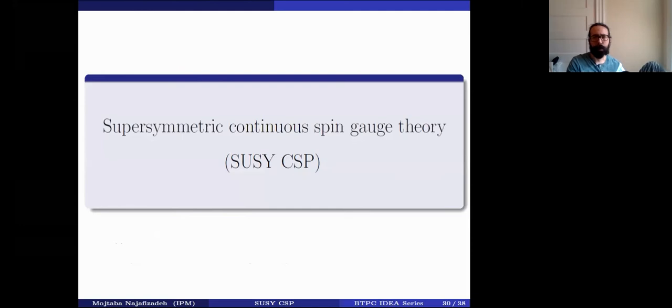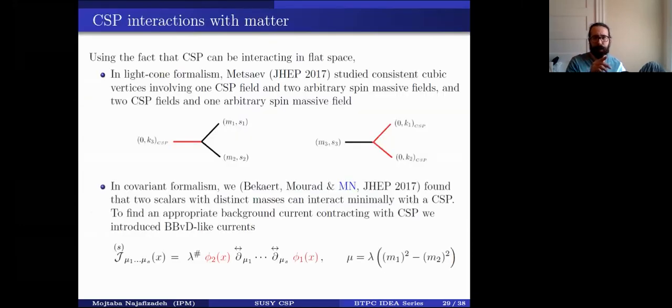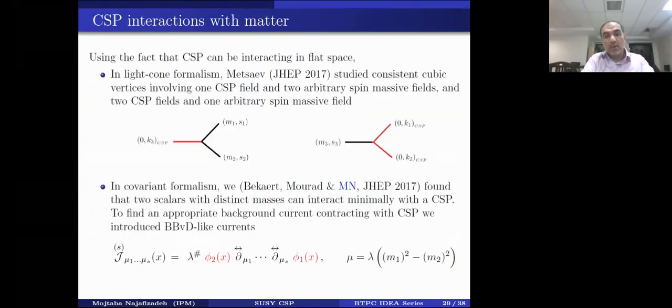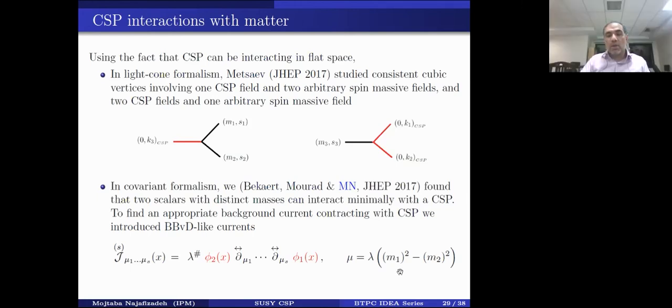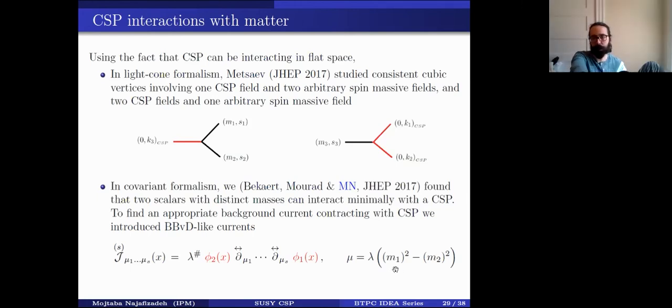Sorry, can I just clarify real quick? Is the statement here that the continuous spin particle can only interact with two scalars with these very particular masses? So when you say mu is lambda times m1 squared minus m2 squared, is it saying that there's no consistent interaction if that relation is not obeyed, if the right hand side is just not equal to mu for our continuous spin particle?